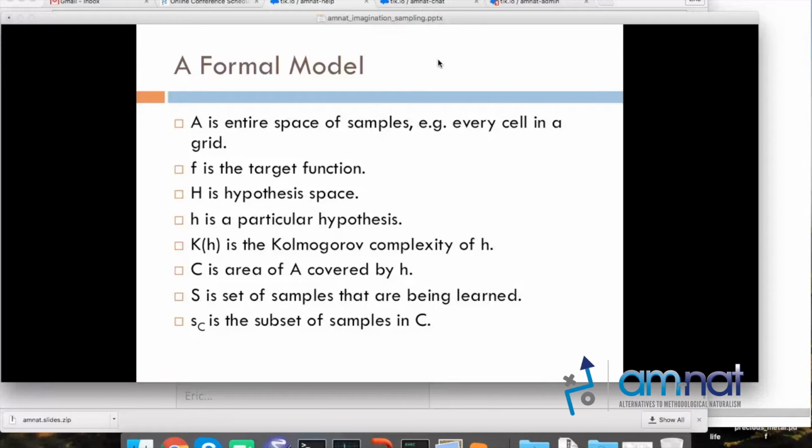Now to do that, we need hypotheses. We need hypotheses about what the true underlying function is. The entire space of hypotheses that we'll consider is capital H, and lowercase h is a particular one of those hypotheses. K of h is the Kolmogorov complexity of h. C is the amount of A, which is the entire space of samples, that is covered by h. So that's the area that we can actually classify. And then S is a set of samples from A, and S subscript C is the subset of samples that are covered by the hypothesis that we can learn from.